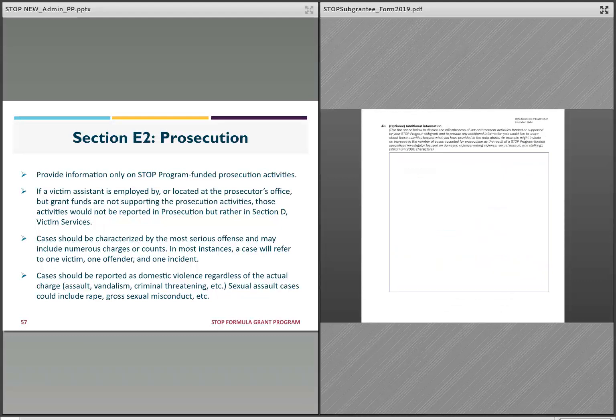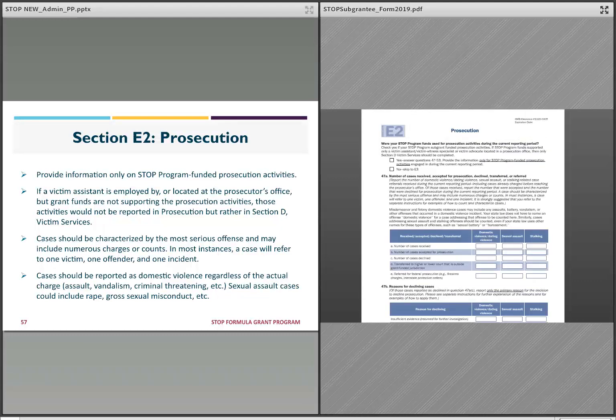Section C2, prosecution, should only be filled out if the STOP subgrant was used to directly support a prosecutor, or if a prosecutor was supported with required match funding. Only STOP program-funded prosecution activities should be reported in this section. Again, if a victim assistant is located at the prosecutor's office, but grant funds are not supporting a prosecutor, that assistance activity should be reported in Section D, Victim Services, and the prosecution section should be left blank.